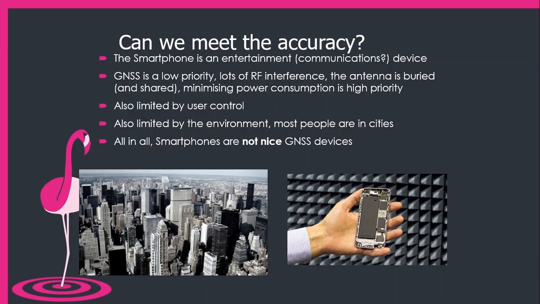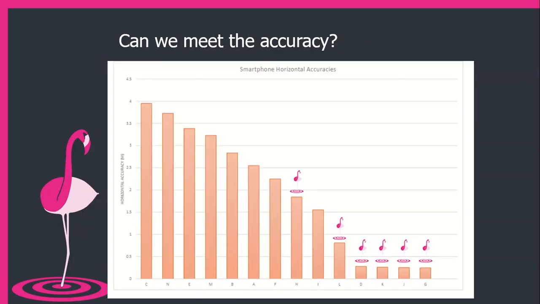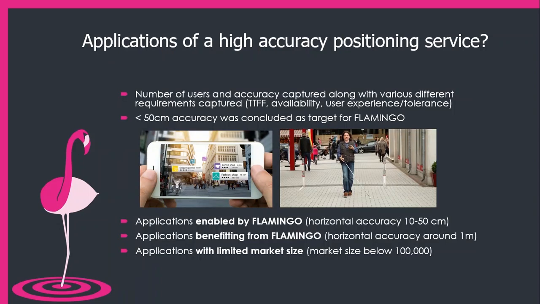City environments present a significant challenge to getting access to satellite signals, and that also does not present a nice environment for high accuracy positioning. All in all, smartphones are not nice GNSS devices. However, with Flamingo, this is a chart that kind of illustrates what we can do. We can get sub-meter accuracies with a number of smartphones. Up on the left, you've got smartphones that haven't been enabled by Flamingo, and that shows you some of the accuracies presented in a static scenario. And then down here, you can actually see how accurate we can get things.